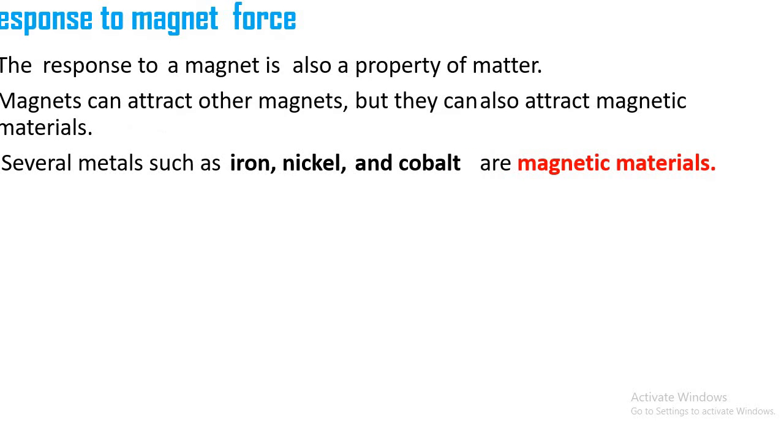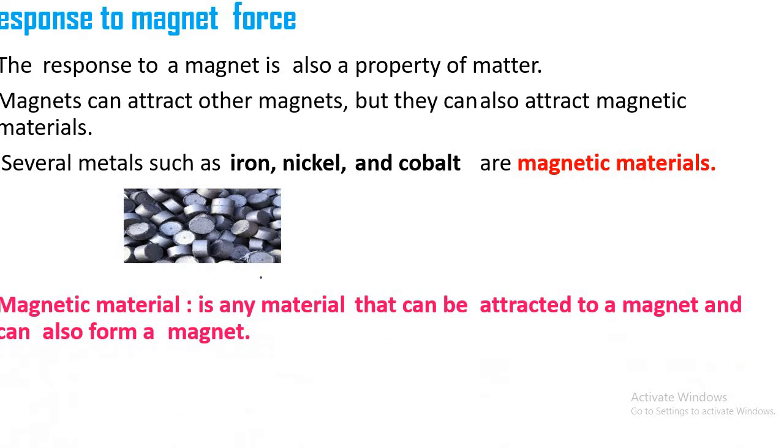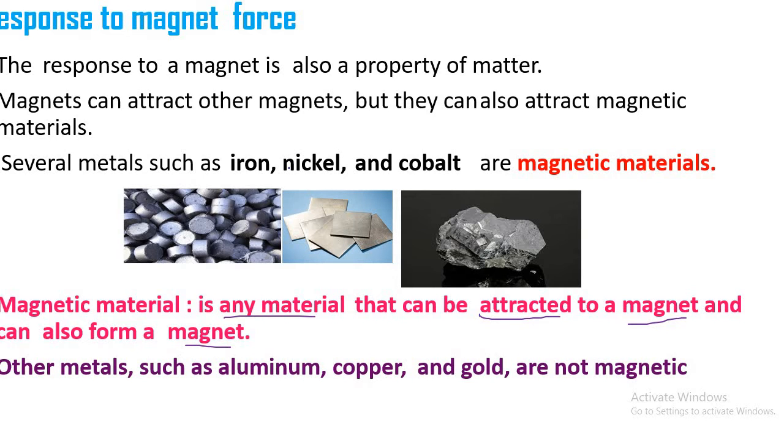Response to magnet force. Some materials are called magnetic materials and others are called non-magnetic materials. A magnetic material is any material that can be attracted to a magnet and can also form a magnet, like a metal, like iron, like nickel, like cobalt. All of these can be attracted by a magnet, so it's called a magnetic material. Also, response to magnet force is a physical property that we can observe without changing the kind of matter.